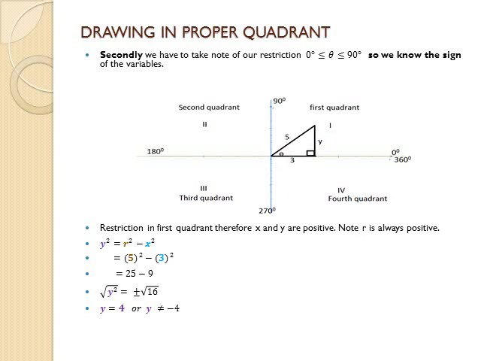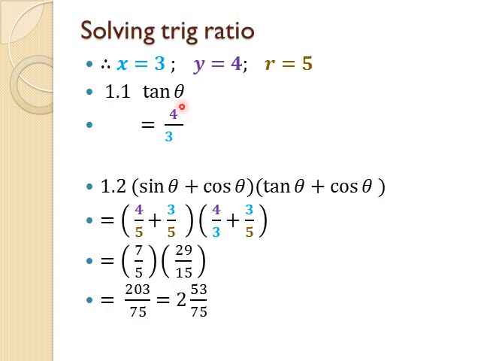Now we can go solve the easy part. So we should know now x is 3, y is 4, and r is 5. To get tan, it will always be y over x, so 4 over 3. Sin theta plus cos theta, tan theta plus cos theta. Sine is y over r, 4 over 5. Cos is x over r, which gives me 3 over 5. Tan is y over x, which is 4 over 3. And then cos again, x over r, 3 over 5.